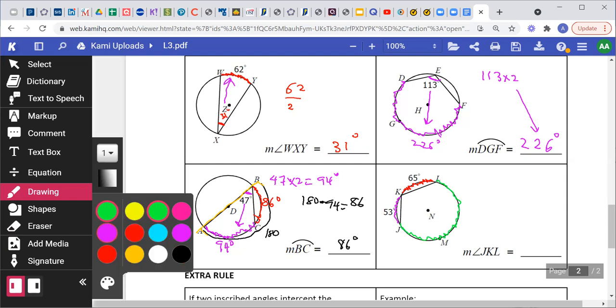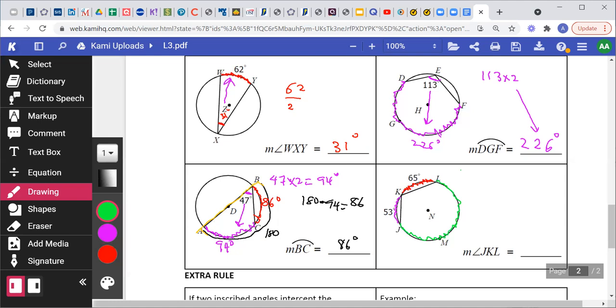So what are we going to do? We're going to first of all do 360 minus the two we know, the red and the purple. Then if you put this in your calculator, you're going to have 242 degrees. So this arc JML is 242 degrees. But what are we looking for? The question now says find angle JKL.